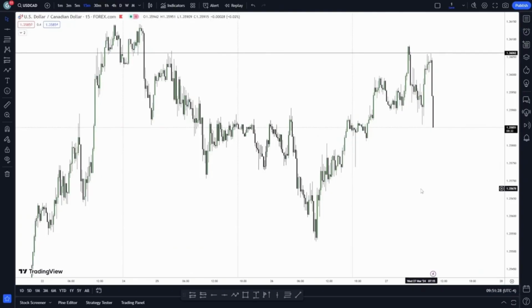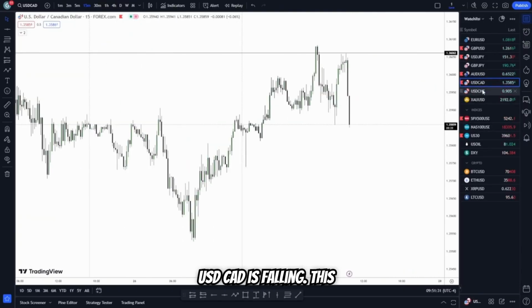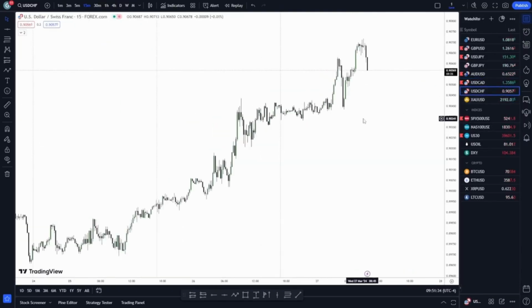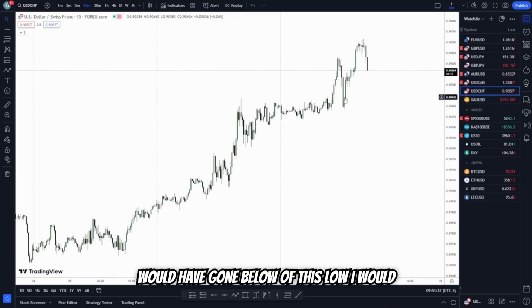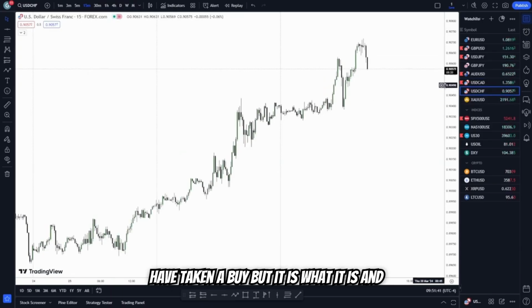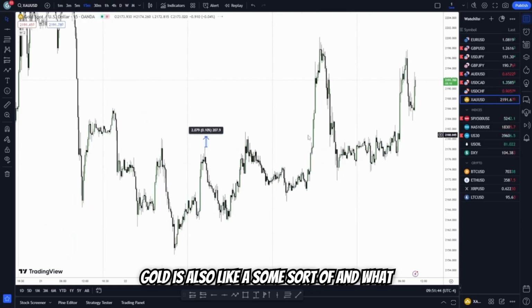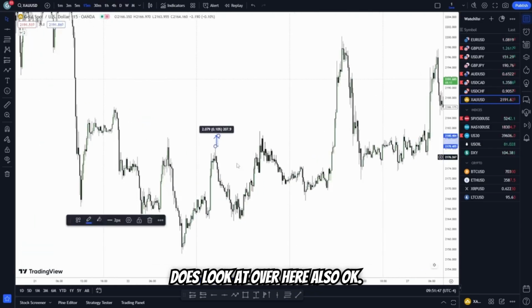And I should show you more pairs. USD CAD is falling. This price didn't go below this low. If it would have gone below this low, I would have taken a buy, but it is what it is. And gold is also like some sort of, and look at over here also.